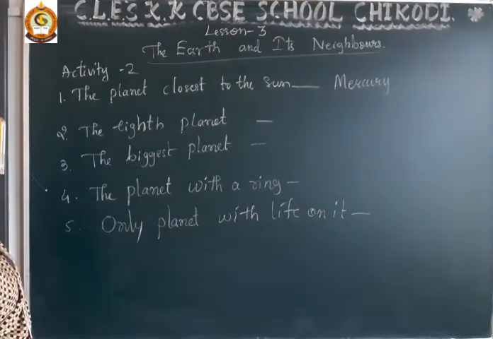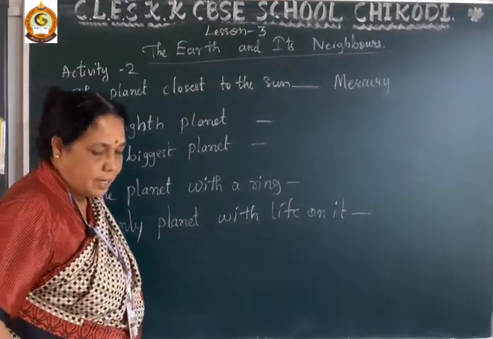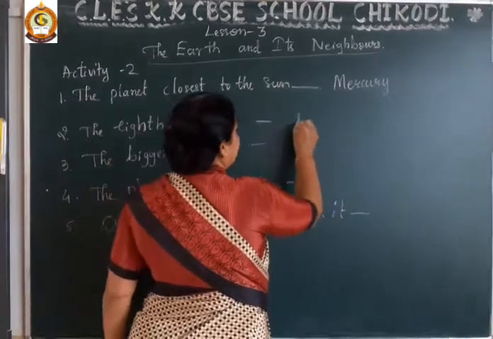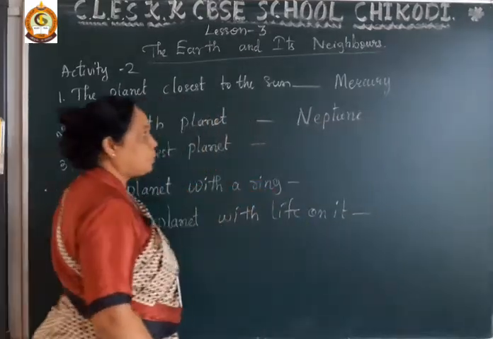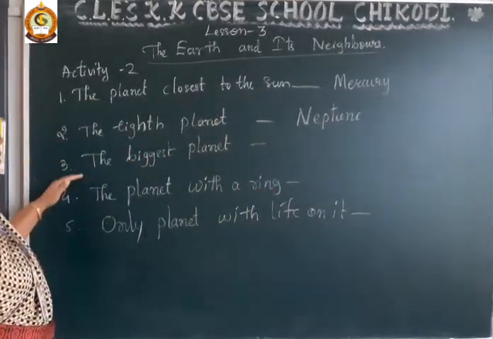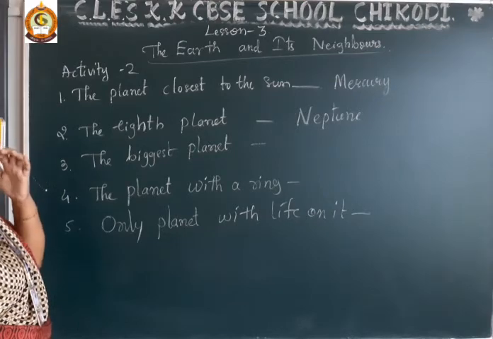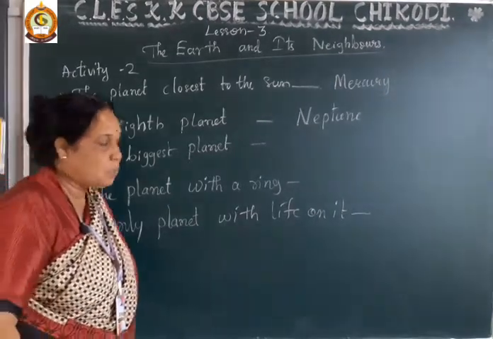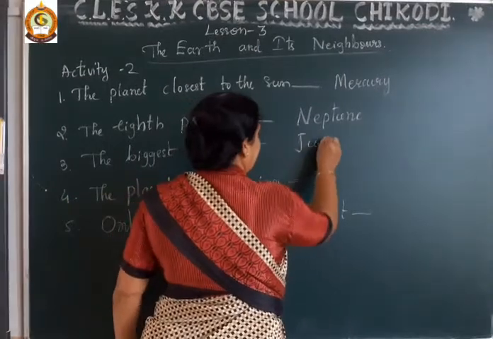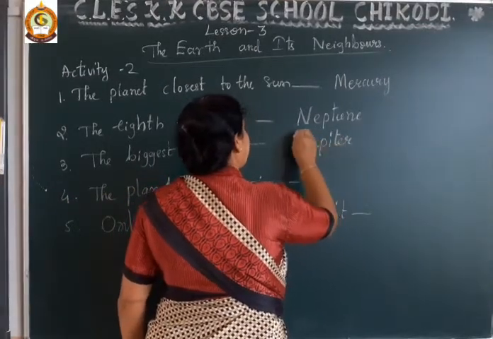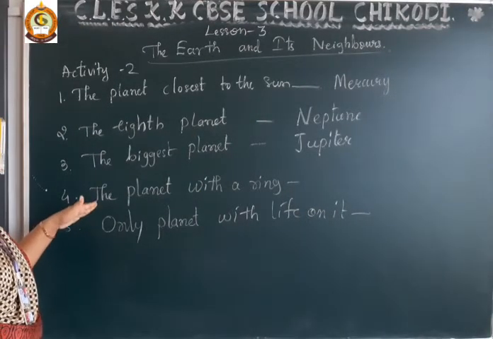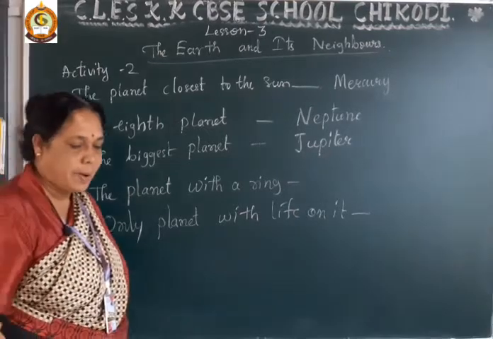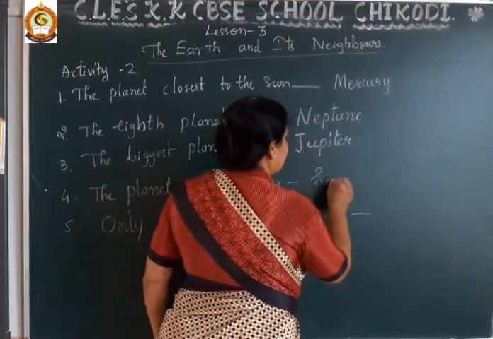Now, dear students, the second question is the eighth planet. Which is the eighth planet? Yes, dear student, the eighth planet means the last planet, that is Neptune. Third question is the biggest planet. Which is the biggest planet here? Dear students, Jupiter. Next is the planet with bright rings. Which planet has the bright rings? Saturn.